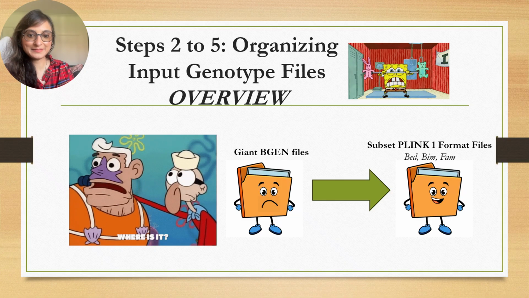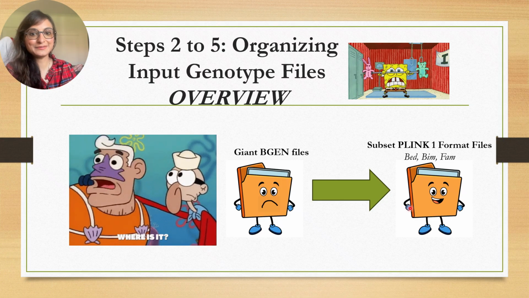So how we can go from these giant BGEN files, tens of gigabytes, even 180 gigabytes, for instance, just a lot of space that they take up, go from those giant files, extract the variants that we need information from in a subset BGEN file, and then reformat that BGEN file into a PLINK1 format friendly file, which is like a BED, BIM, and FAM file. So that's what we're going to do.